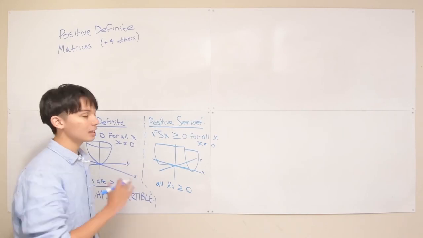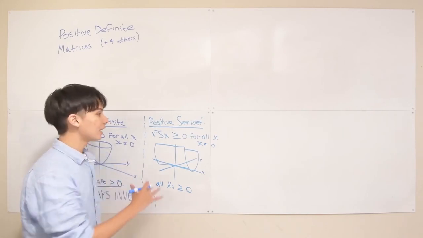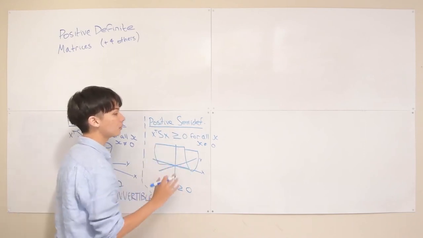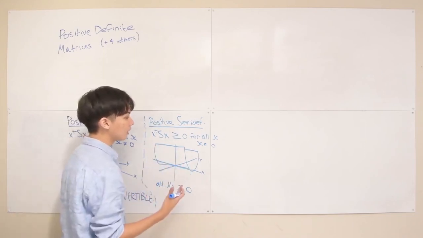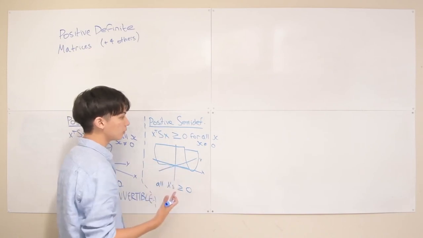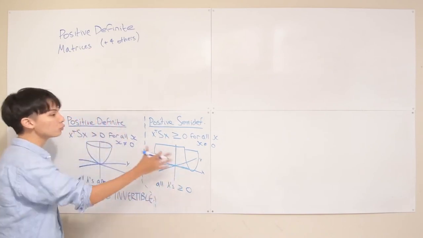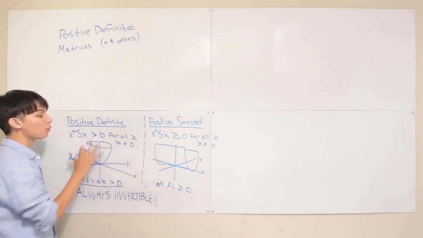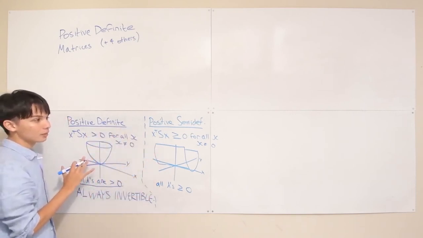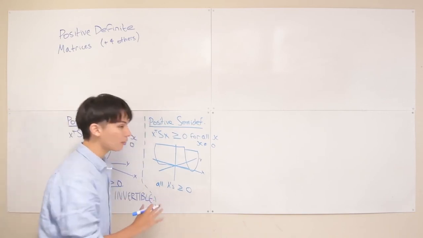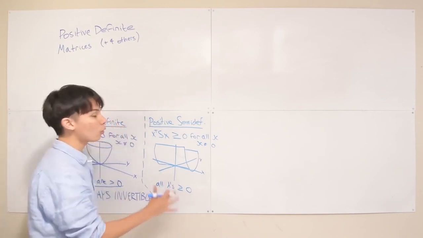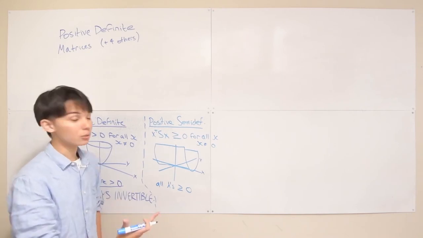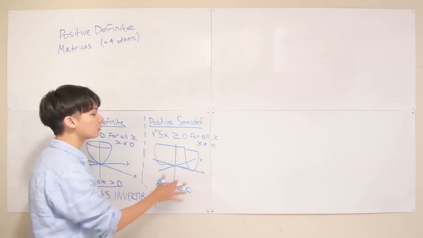But the nasty thing here is that it's never invertible. The only case when a positive semi-definite matrix is invertible is when all of its eigenvalues are positive, which means that the only case when a positive semi-definite matrix is invertible is when it's positive definite. So when not all the eigenvalues are greater than 0, so when some eigenvalues or one eigenvalue is equal to 0, then this is uninvertible.